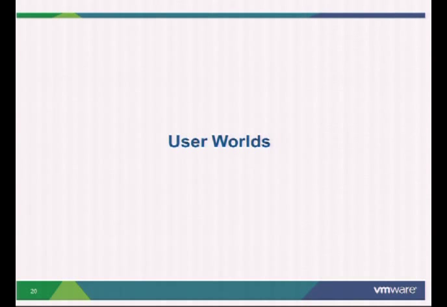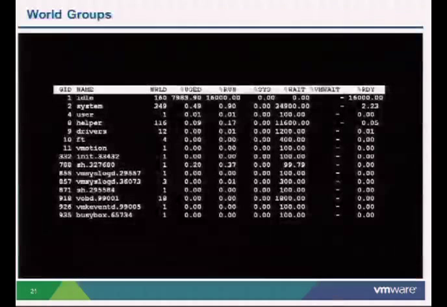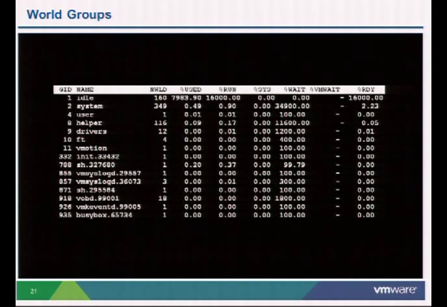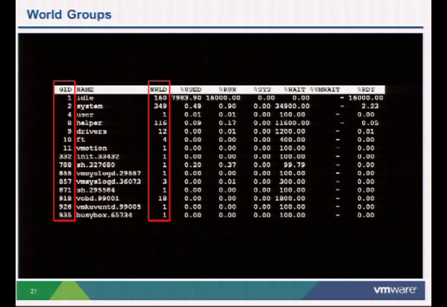Okay, so the other concept I want to talk about is user worlds. As I mentioned before, when you launch ESXtop, you see all these numbers which are greater than 100. It's because we group a bunch of processes into something called world groups. Each of these groups has a group ID, and that's what you see in the GID field. And then the NWLD counter says how many worlds are there in each of these groups. As you can see, some groups have only one world, some groups have like 160 worlds.